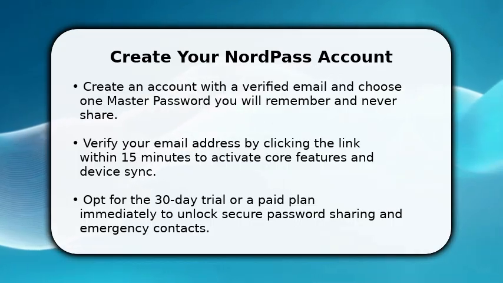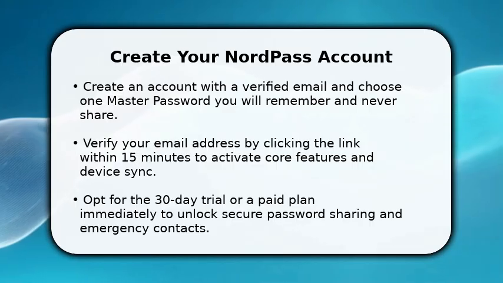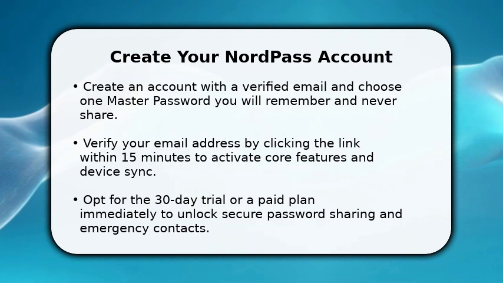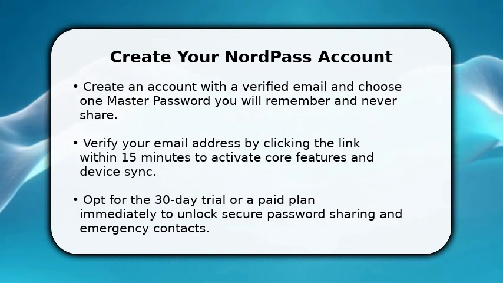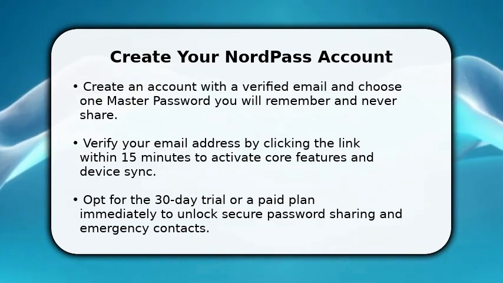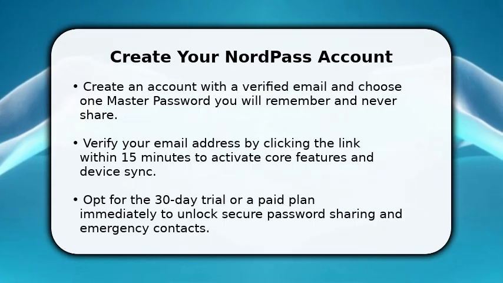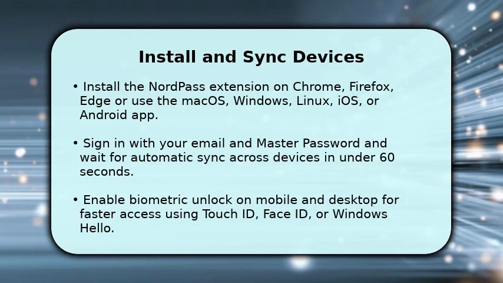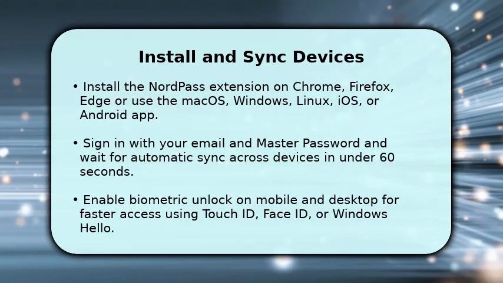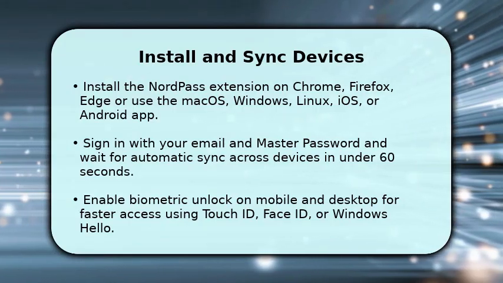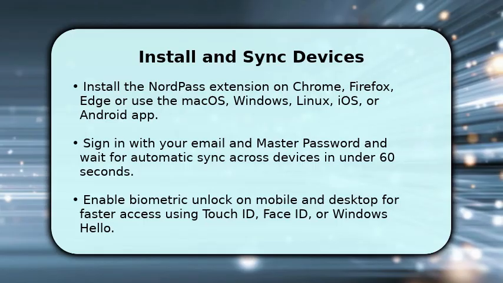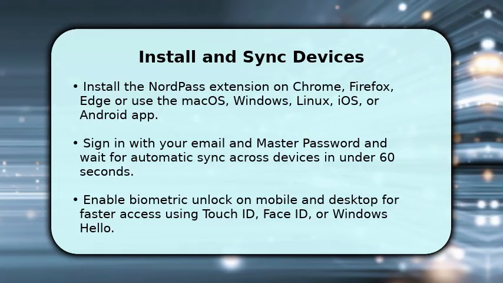Verify your email by clicking the confirmation link within 15 minutes to activate device sync. Choose the 30-day trial or a paid plan to enable advanced features like secure password sharing and emergency access for trusted contacts. Install the Nordpass browser extension on Chrome, Firefox, or Edge, or download the macOS, Windows, Linux, iOS, or Android app. Sign in with your verified email and the same master password.